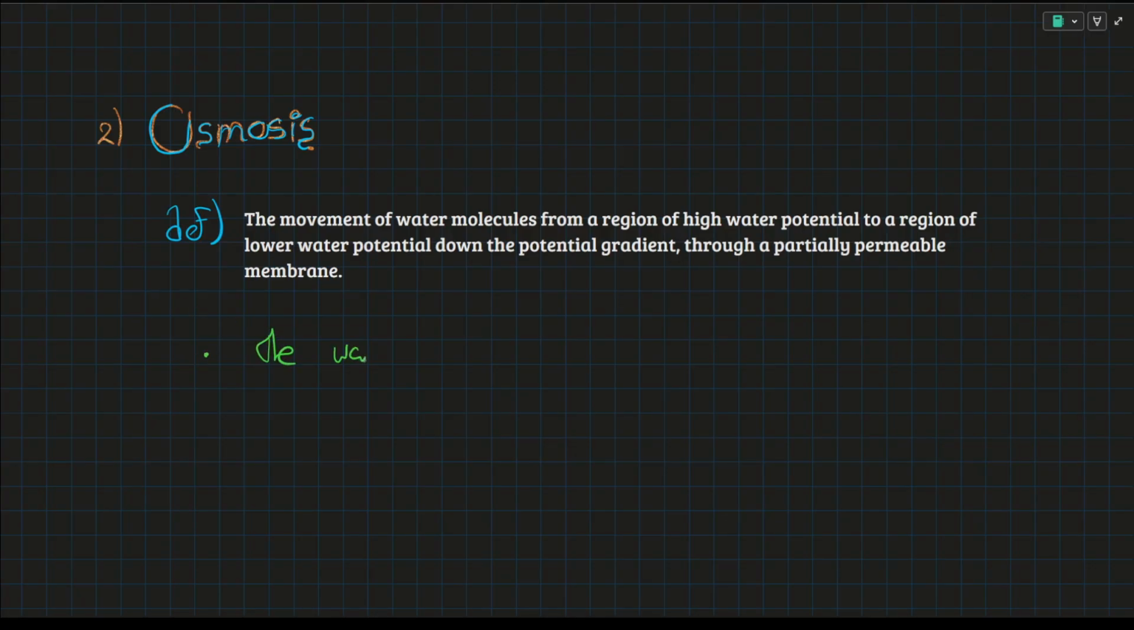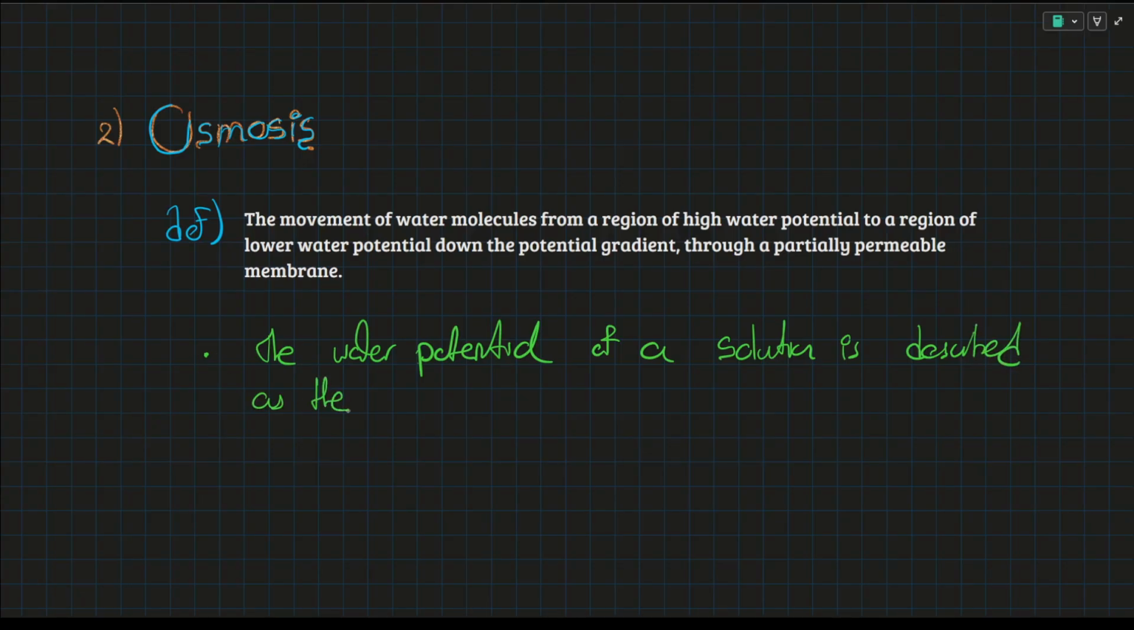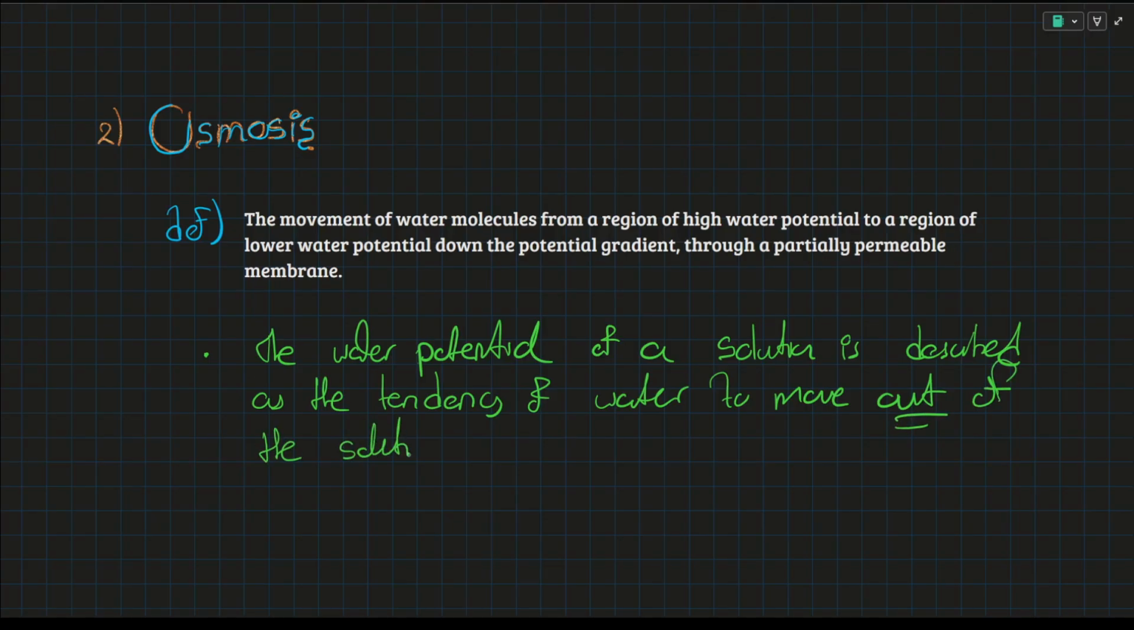Now, the water potential of a solution is described as the tendency of this water to move out of a solution. Okay.